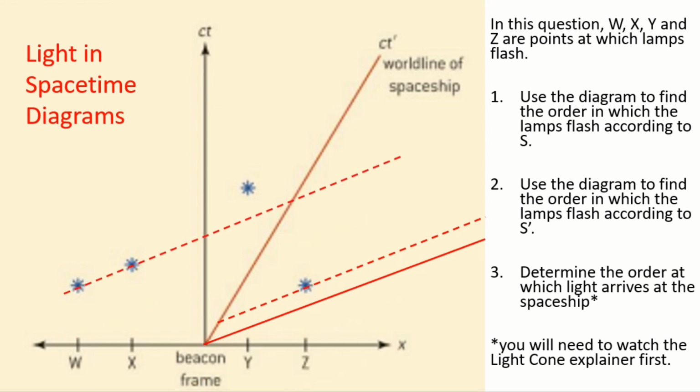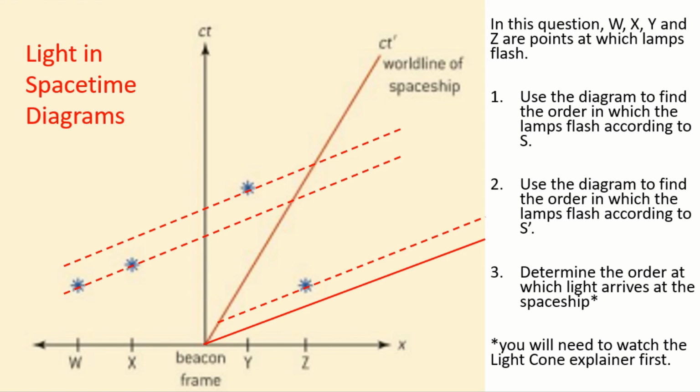If we then go on, we see that W and X are now simultaneous as measured by the spaceship, and then Y comes later as well. So again, this is a good demonstration of the relativity of simultaneity, in that two events which were simultaneous in our first frame of reference are no longer simultaneous in the second, and also two events which were not simultaneous in the first frame are now simultaneous in the spaceship.